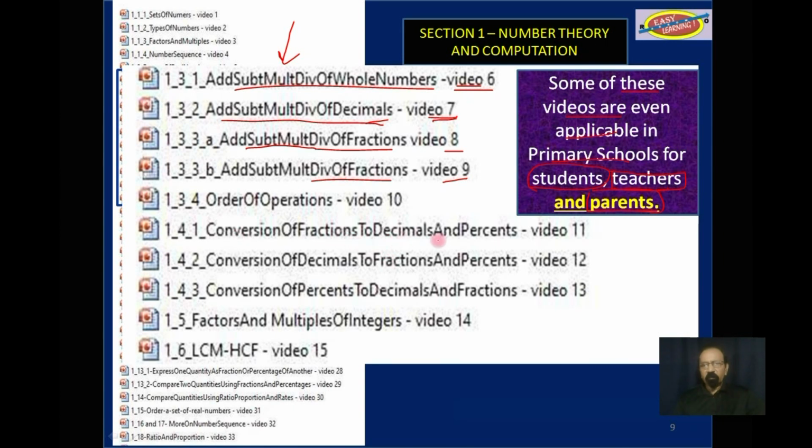And then you have other similar items like decimals and percentages and so on. Factors and multiples, LCM and HCF, and others. So this is work generally done in the primary school. And keep in mind, as I told you, this is Section 1 of the CSEC syllabus.